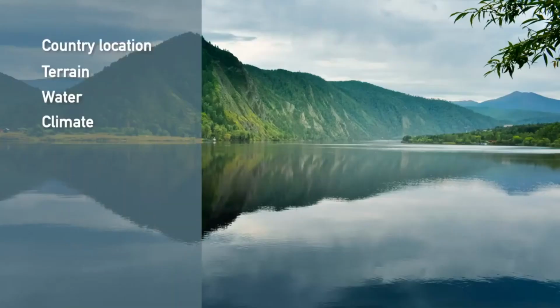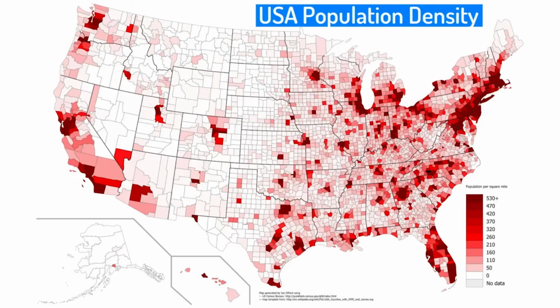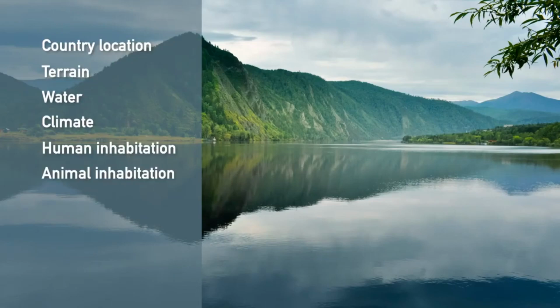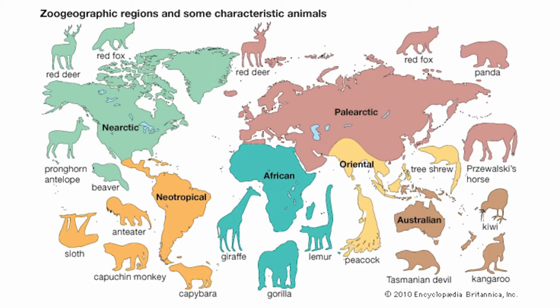I also looked at how people inhabit the country. For instance, is the country densely populated? And furthermore, are people bunched up in the cities or are they spread out in rural areas? And I also looked at animals. Is there a high variety of animals in a country or a low variety? Some countries have more similar animals to each other than others. There's different sort of animal regions in the world.